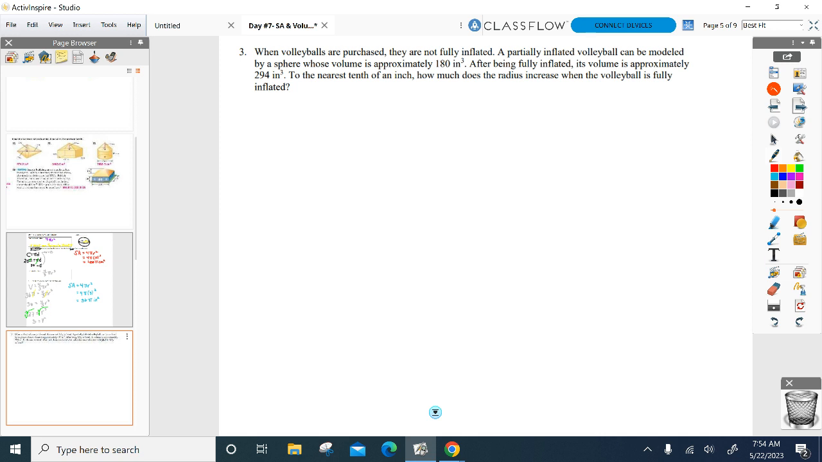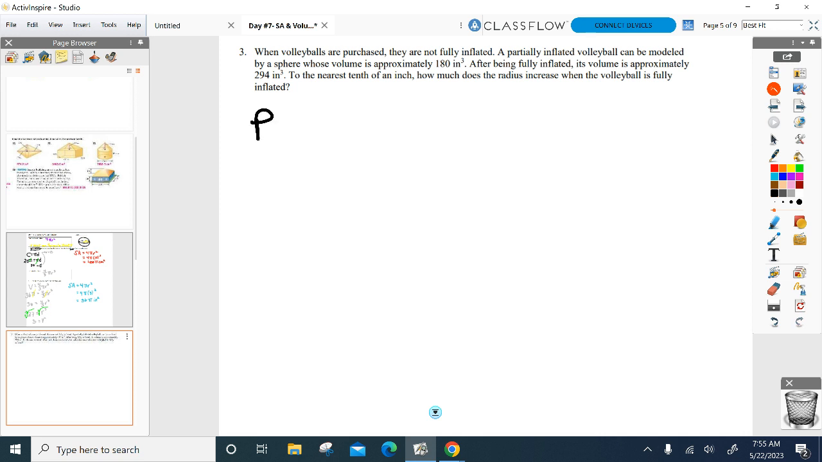You guys read it through. I'm gonna let you go in a minute here to finish this on your own, but I just want to make a point. So you got partially inflated to fully inflated. How much does the radius increase of the volleyballs?